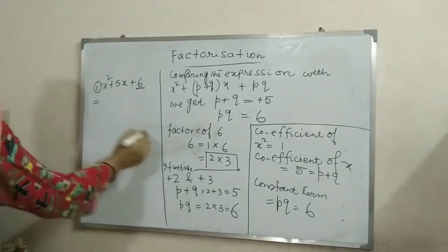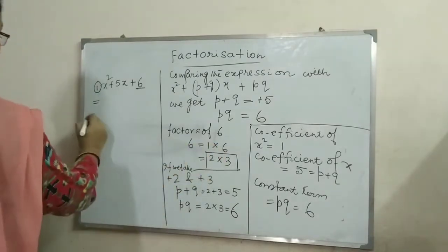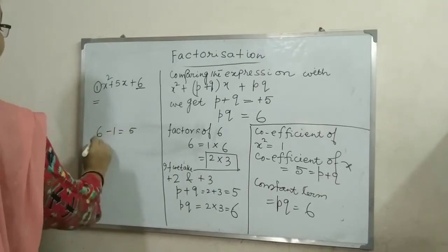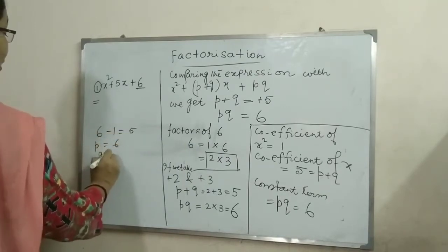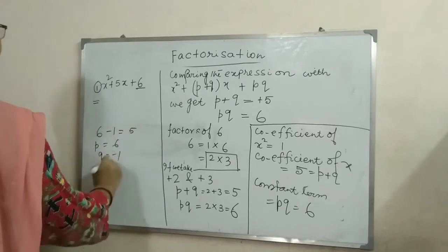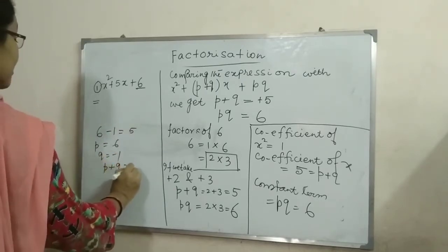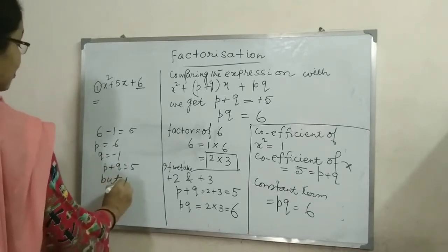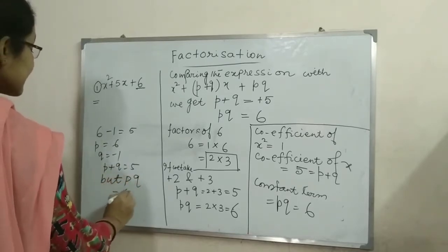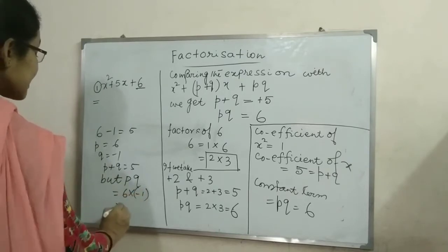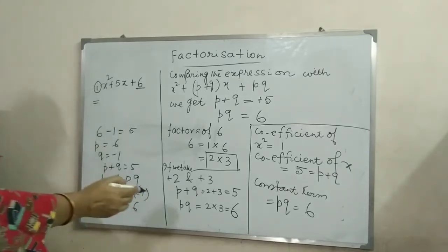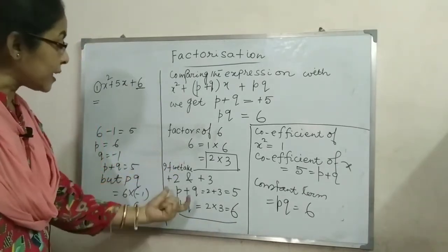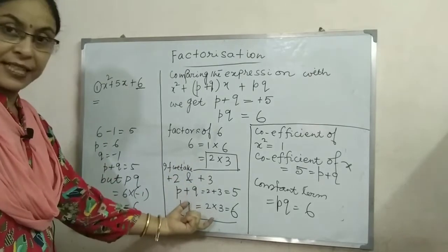If I take 6 minus 1 equal to 5, that is p equal to 6 and q equal to minus 1. So p plus q equal to 5, but pq equal to 6 into minus 1, that is minus 6. But I have pq equal to plus 6, so I will take plus 2 and plus 3.